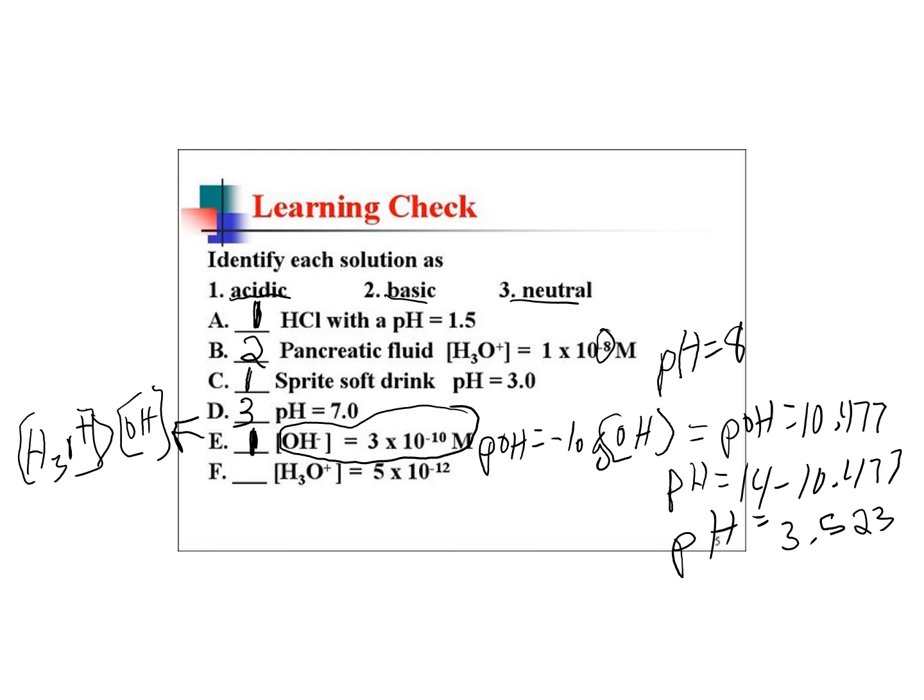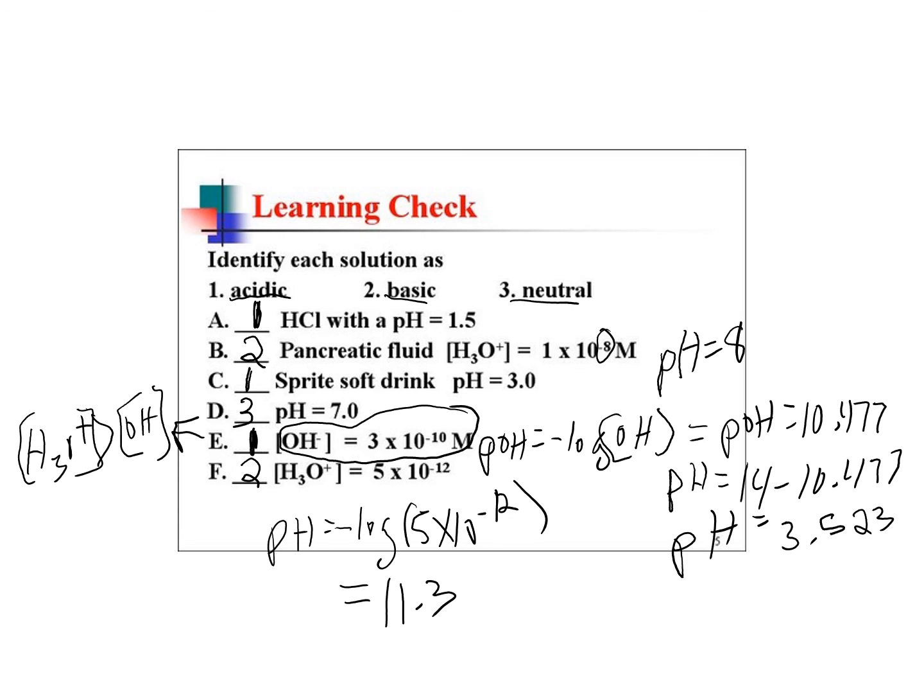The one at the bottom, again, we can go through and use our formula. We're given the hydronium ion concentration, so we can calculate pH is equal to the negative log of our hydronium, which is 5 times 10 to the negative 12th. If we wanted to calculate this all out, we would get the pH is equal to 11.3, which tells us our solution is basic because it's greater than 7.